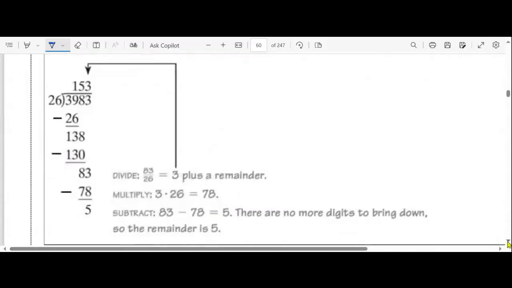Okay, so let's take a look at this. Which one is the divisor? That's the divisor, right? Which one is the dividend? 3983. And which one is the quotient?